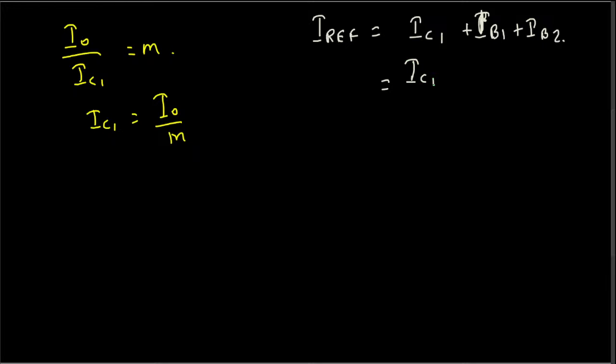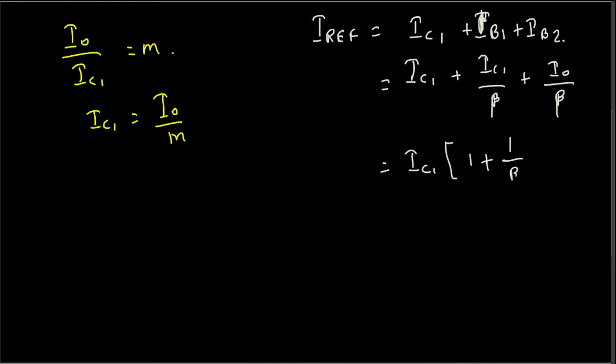So this IC1 plus the base current of the first one, IC1 divided by beta, and the base current of the second one, I0 divided by beta. Here we can take IC1 common. If you do that, it comes with 1 plus 1 over beta, and the other term stays outside because nothing is common there, plus I0 over beta.